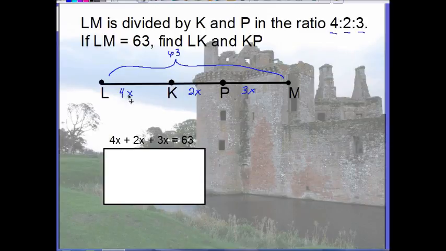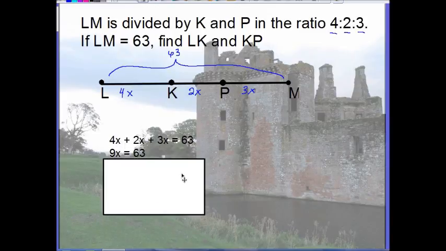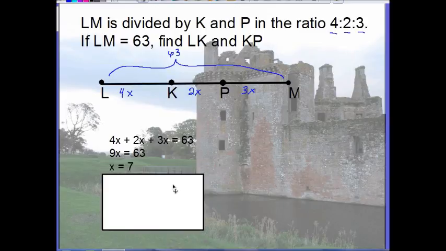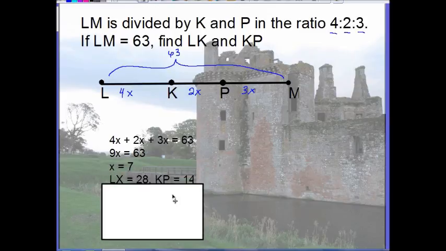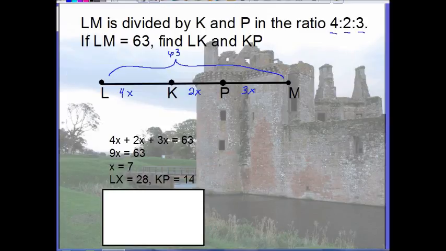First thing that we're going to know here is that these three segments combine to make my longest segment, which is 63 units. So 4x plus 2x plus 3x equals 63. Simplify that and we get 9x equals 63. Solve for x and we're left with x equals 7. Now, to find out what LK and KP are, we want to plug that back in. For LK, we substitute in a 7, and that's how we get 28 for LK. And for KP, again we substitute in a 7, and that gives us 14.